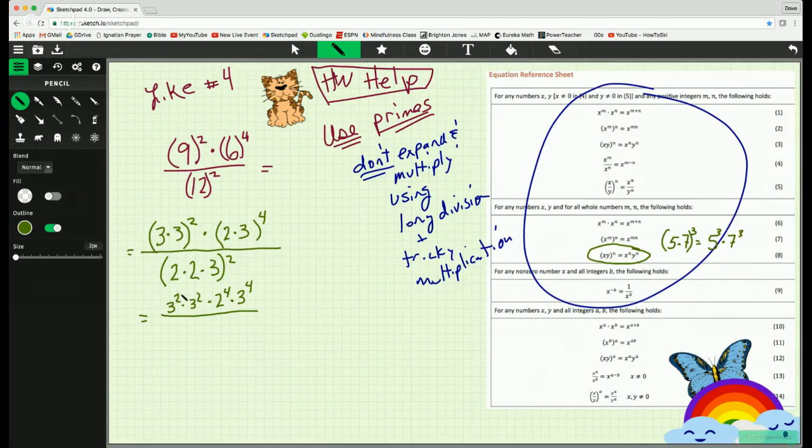And then below, I get 2 to the 2nd power times 2 to the 2nd power times 3 to the 2nd power. And now what I can do is regroup these things on top and bottom. So watch what I do here. So that's the same as 3 to the 2nd times 3 to the 2nd times 3 to the 4th, because I'm using commutative property, times 2 to the 4th. Right? I'm just reordering how I multiply these numbers. On the bottom, I don't need to do that, but I'll just rewrite it.